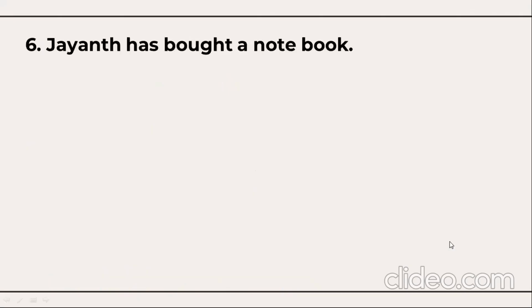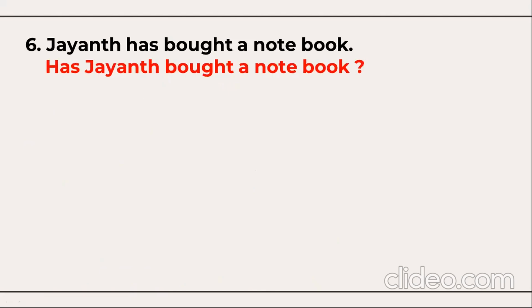Then question number six: Jayant has bought a notebook. The helping verb is very much visible. Just copy the helping verb has, then write the subject Jayant, followed by the main verb bought a notebook. Then: Rajesh was a carpenter. Was Rajesh a carpenter?